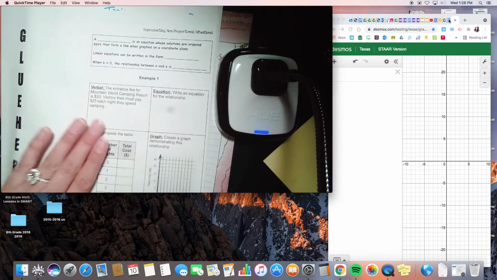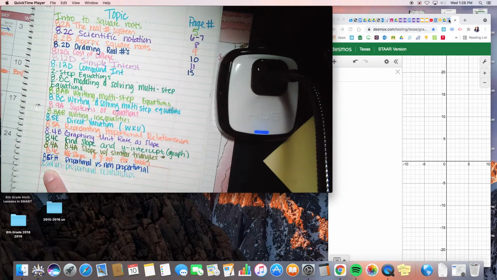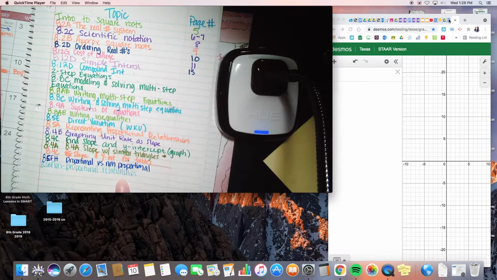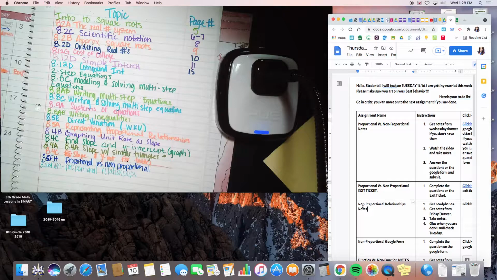Okay, so you need to go on your table of contents and write this here. Go ahead and pause and write. If you are on this assignment, that means you should be on non-proportional relationship notes. That means you should have already finished your exit ticket and the notes of proportional versus non-proportional. Make sure that you are following along with the notes, and then right after you're done with the video and the examples, you're going to go ahead and do the Google form.